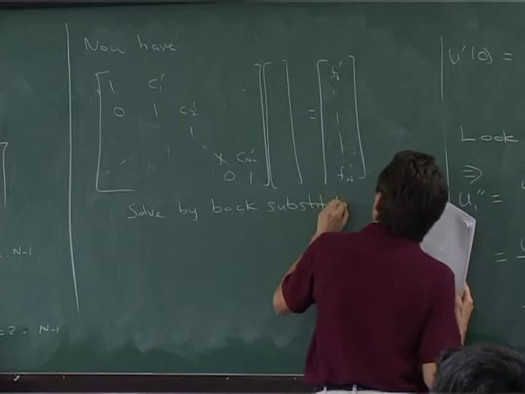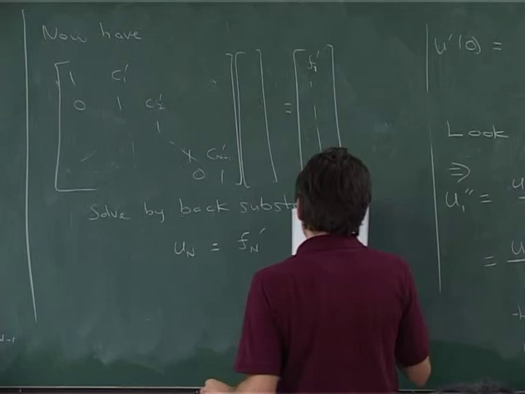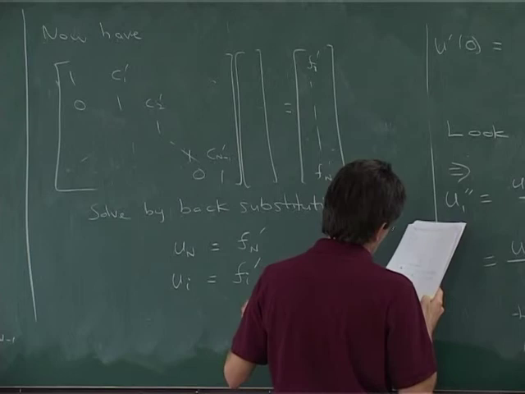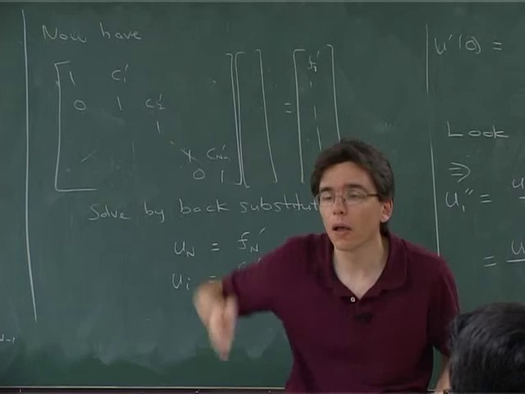Right. So UN is FN prime, and then in general UI is FI prime minus CI. Right. I'm sorry? Yep. Not FN prime. That prime.